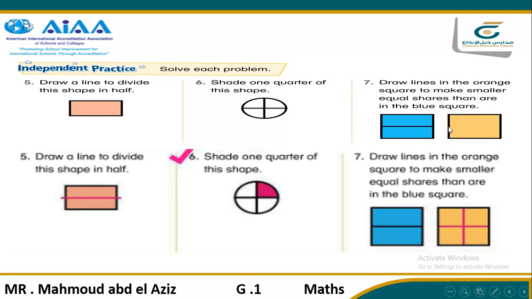So here we will draw 2 lines. One of them from here, from the mid line, to divide it into 2 halves, and another one to divide this shape into fourths, like this one. So we have here 4 equal shares, it's fourths. Another question.